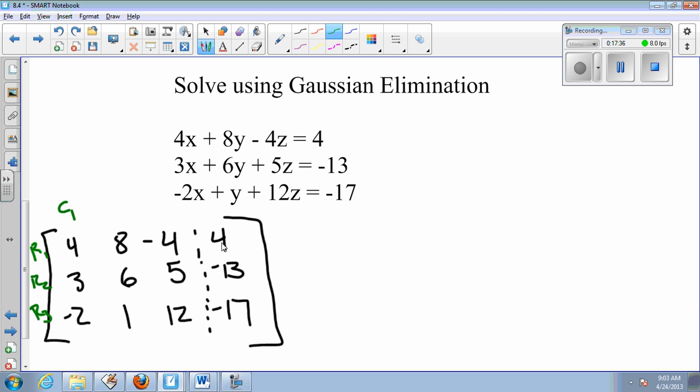Row 1 is all divisible by 4. We can't divide, but we can multiply by 1/4. So we're going to take row 1 and multiply it by 1/4. Goes 1, 2, -1, 4. Okay, so we have to fill in the rest. Just bring it over.